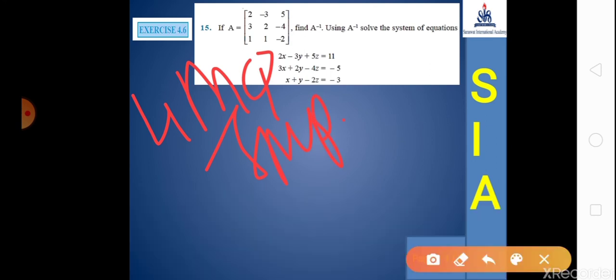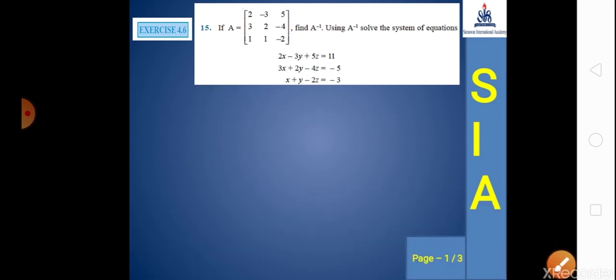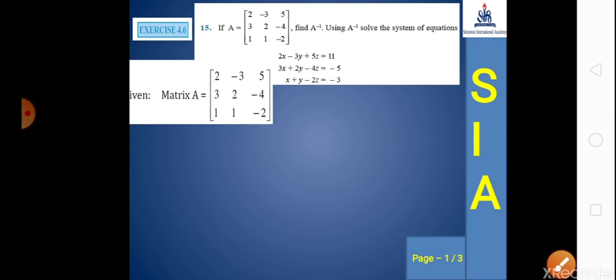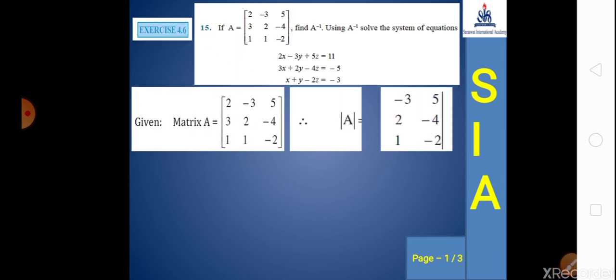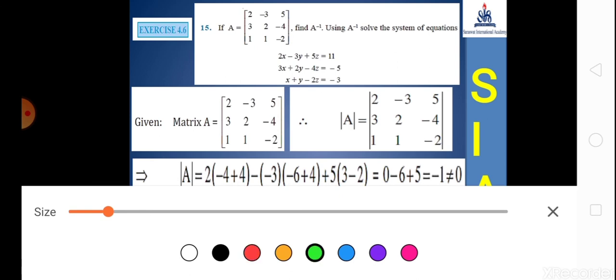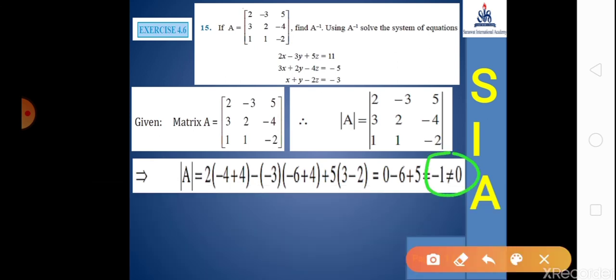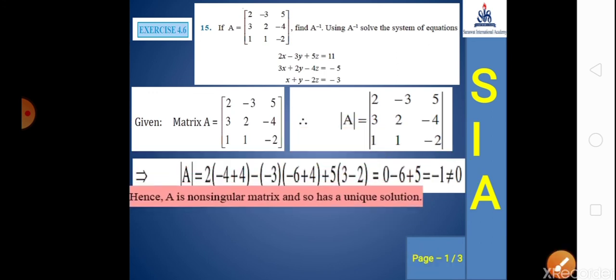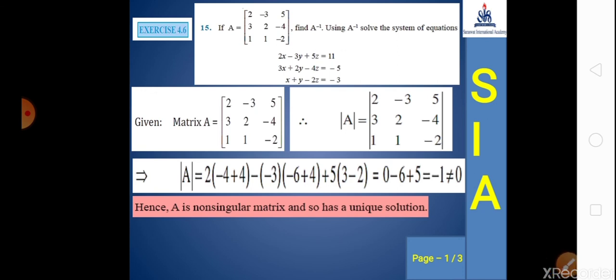Okay. So given the equation, first define A inverse. The A inverse process you know already. Apply the determinant of A, solve by basic definitions and check whether the answer is 0 or not. Yes, determinant A is non-zero. That's why I am telling you a unique solution exists and the inverse exists. So it is a non-singular matrix and so has a unique solution.